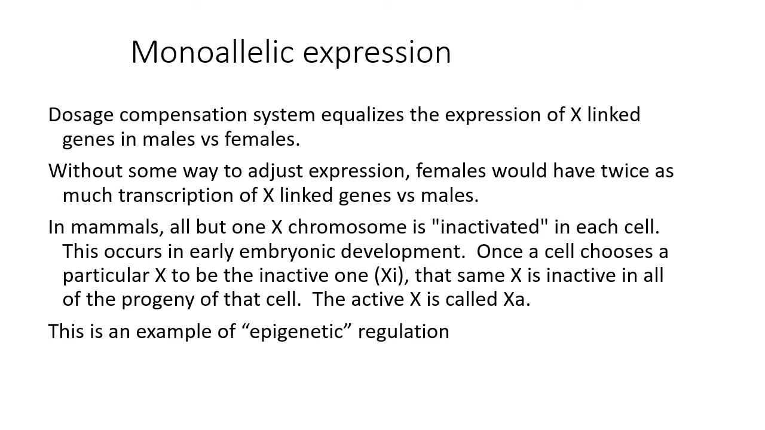Okay, this occurs in early embryonic development, and once a cell chooses a particular X to be inactive, that same X is inactive in all the progeny of the cell. That X is called Xi, and the active one is called Xa. And this is an example of epigenetic regulation.